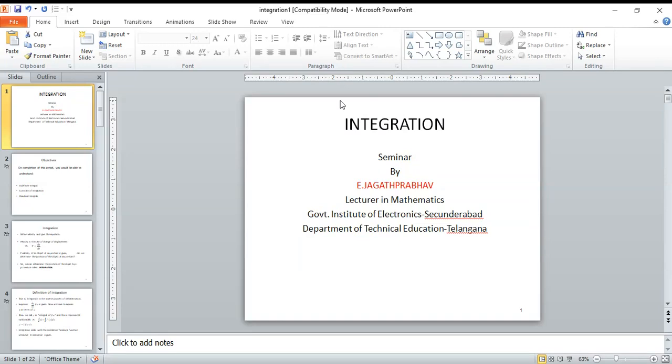Today we are going to discuss integration. Integration is nothing but the reverse process of derivative. Last year we studied about derivative.